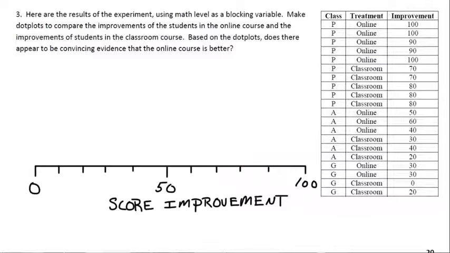So for the online class, let's look at that first group. We've got 100, 100, 90, 90, 100. So I'm going to add those dots in there. And then some more online. So 50, 60, and 40. Add those dots. And then the last 2 onlines here are both at 30.